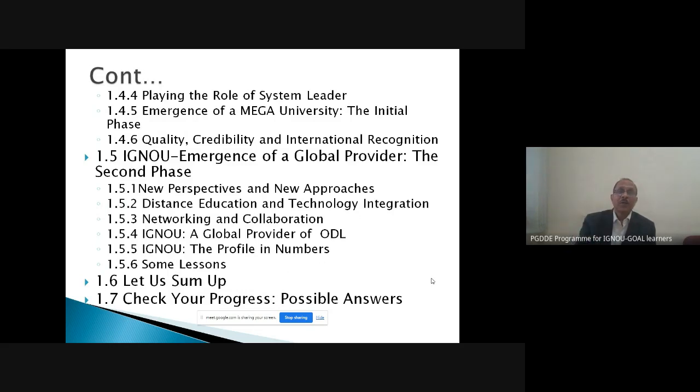It is a big unit: IGNOU playing the role of a system leader, the emergence of a mega university, and quality and credibility, and how we maintain that. IGNOU, the emergence of a global provider. From the beginning it has been providing education to international students, so naturally it is at a global level. And the second phase: new perspectives and approaches, distance education, technology integration, networking and collaboration, IGNOU as a global provider, and IGNOU's profile in numbers. So this is the broad structure of the case of IGNOU, that is unit 1.